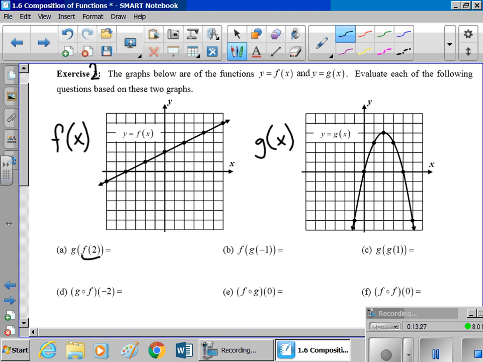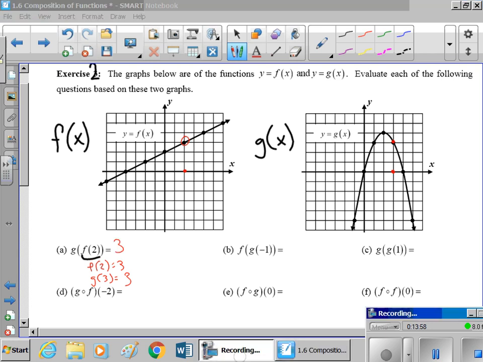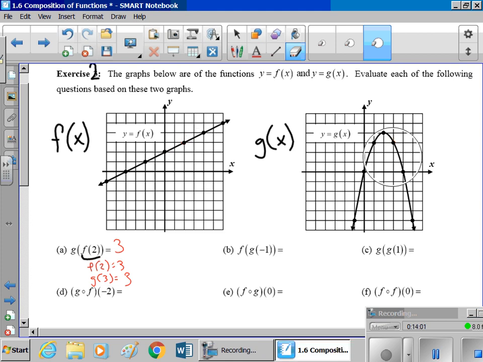So f is the left function. So when x is 2, y is 3. So now we're going to look at g of 3. Now we're going to go to the right function. When x is 3 on g, y is equal to 3. So our whole answer here is 3. I know it's a little confusing. Maybe if we look at a couple more, you'll get this.